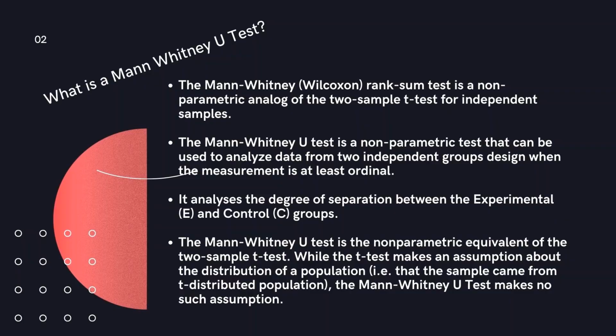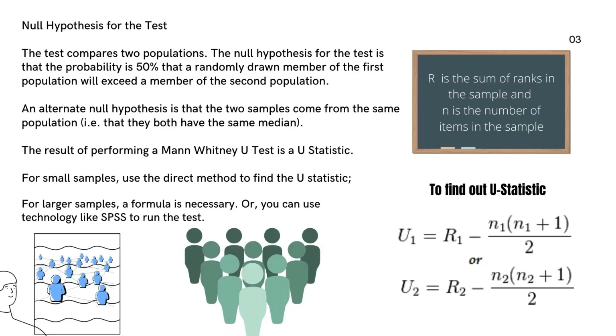Now let's look at the null hypothesis for the test. The test compares two populations. As mentioned above, the null hypothesis for the test is that there is a 50% probability that a randomly drawn member of the first population will exceed a member of the second population. An alternate null hypothesis is that the two samples come from the same population, that they both have the same median. The result of performing a Mann Whitney U test is a U statistic.